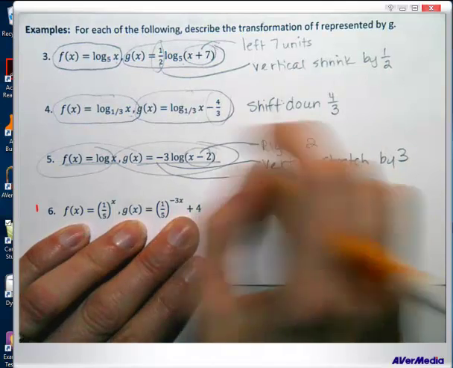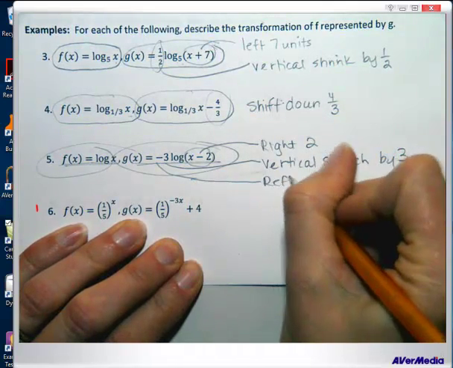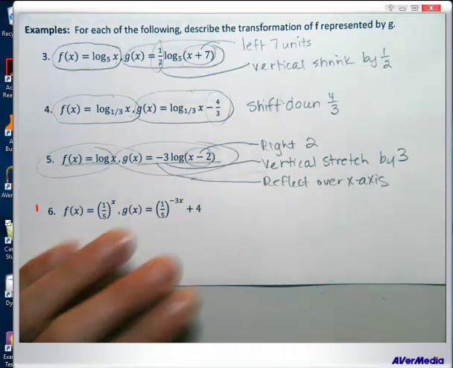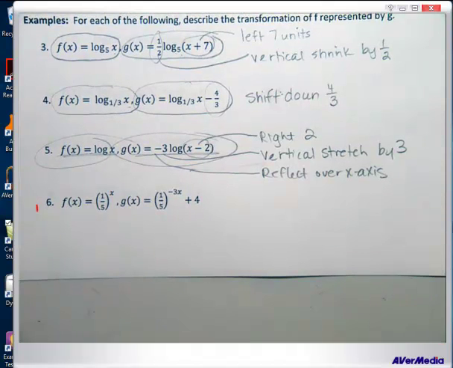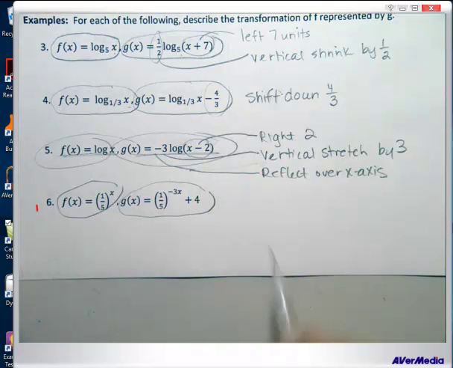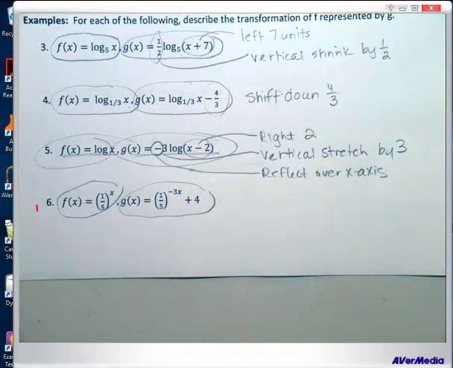And then Cole, what does the negative out front do? Okay, good. Thank you. Reflect over the x-axis. Question, Dustin? Reflecting over the x-axis, what's that again? That's multiplying by that negative 1 out front. That negative flips it like upside down, so over the x-axis.